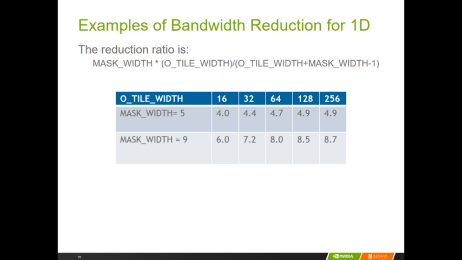When the mask width is 9, the reuse should approach 9, but the fact that the mask width is bigger means that the output width needs to be even bigger in order for the middle section to be much more significant than the edge sections. So that's why we need to have bigger output tile width in order for the reuse rate to approach 9.